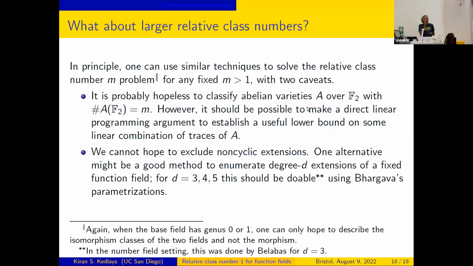Bhargava-style parametrizations. For d equals 3, this is the Davenport-Heilbronn/Delone-Faddeev parametrization. And I think Karim Belabas implemented this as well for cubic number fields. So in the number field setting over Q, this was implemented. He has a package called cubic that does this, but I want to do this over arbitrary function fields. So there's an implementation project. That would be interesting. All right, that's all I got.